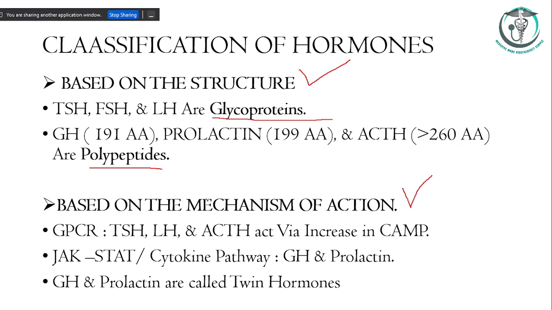Then, based on the mechanism of action: are they using cAMP? Are they using JAK-STAT? These are the signals that show how they stimulate the cells. Basically, are they going to use cAMP, or are they going to use something else?